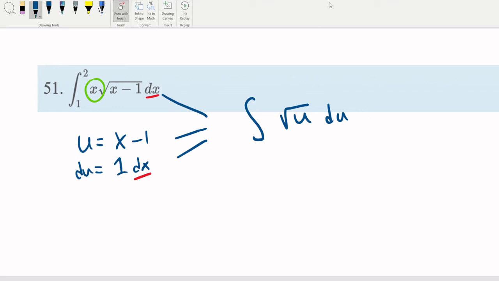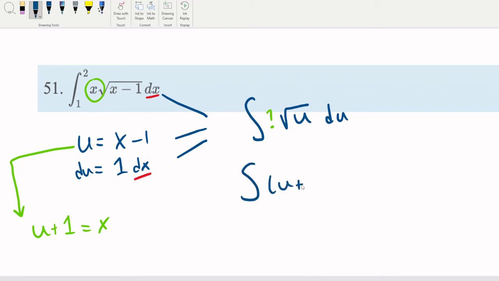So let's do it. I'll keep it in green. So let's go over here. I need some way to just get x by itself. So I'm going to add 1 to both sides and get u plus 1 is x. Okay, so then anytime I see an x, I can put a u plus 1. So really, that's where we were. Really, this becomes the integral of u plus 1 times square root u du.